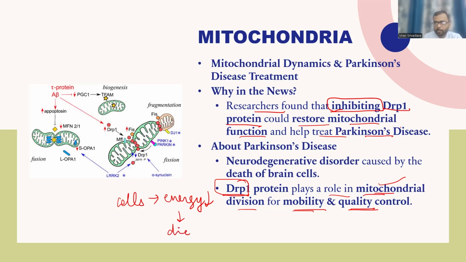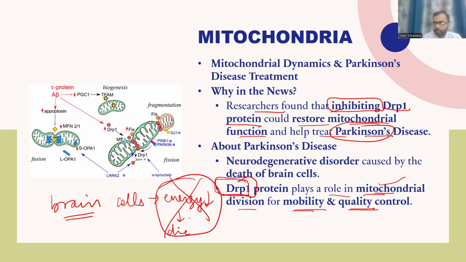And this is exactly what happens in Parkinson's. In Parkinson's, the brain cells start to die, right? So what they are saying is that if you inhibit this protein, then maybe this will not happen, and this could be a treatment for Parkinson's disease, so the cells would not die, right? So that is why it was in news.